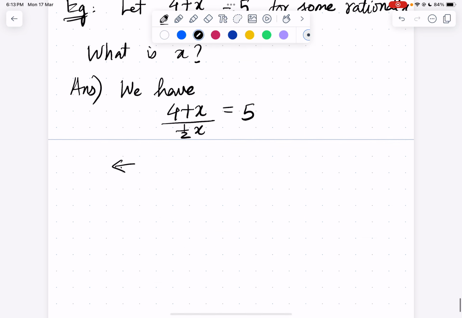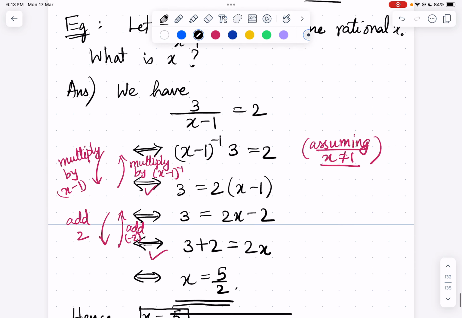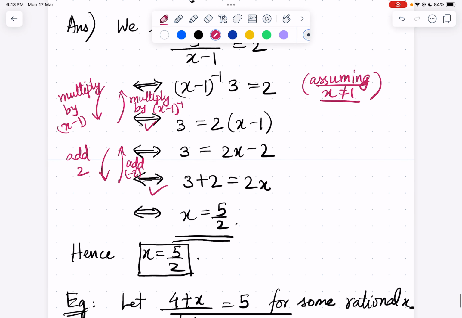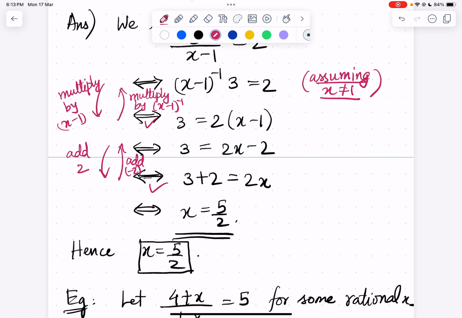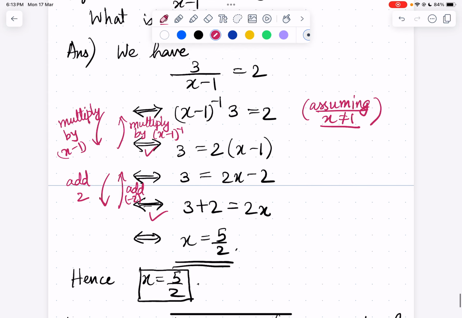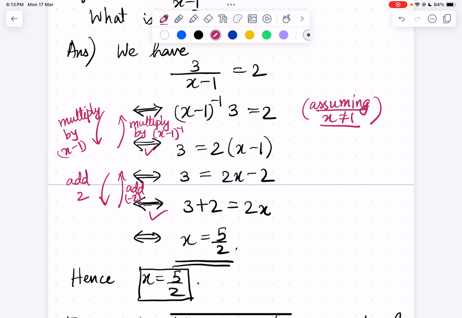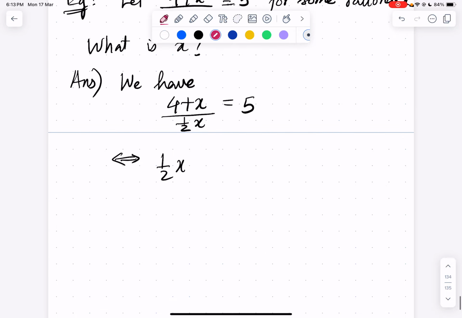So we can rewrite this as half of x. So we assumed x is not equal to 1, and at the end of the equivalence, we got x equals 5 by 2, which is especially not equal to 1. So the equivalences all hold, so to speak. Okay, so we'll just ignore those kinds of things. Fine. (4 plus x) by half of x is 5.